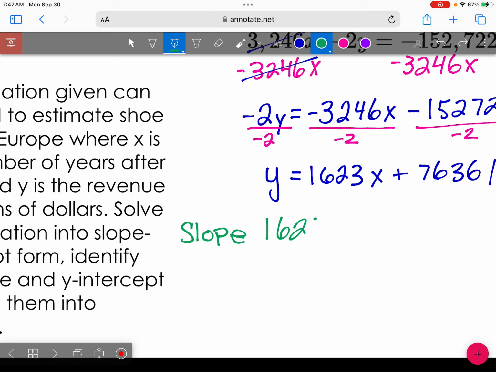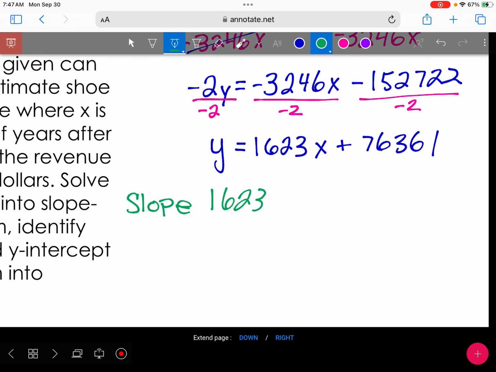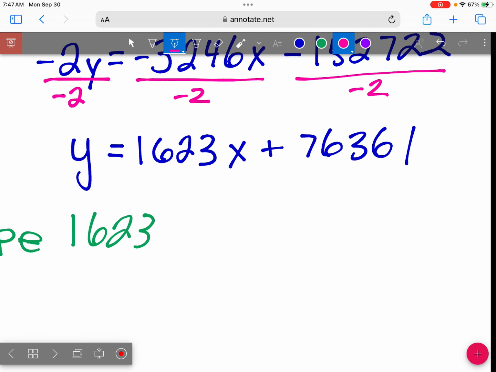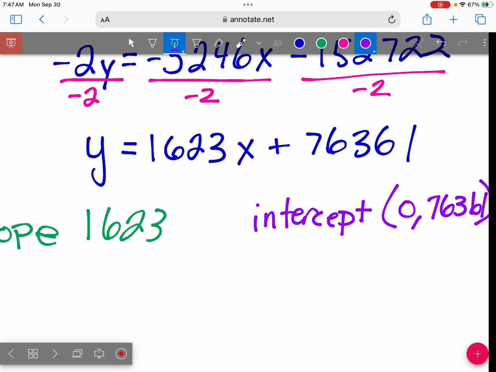It's just the number 1,623. The x is not a part of our slope, but it is the number with the x. What is our intercept? This is a big graph. We are not graphing, I know. I'm just saying it would be a big graph. It would. In fact, usually on these ones, it's counted by 10,000.